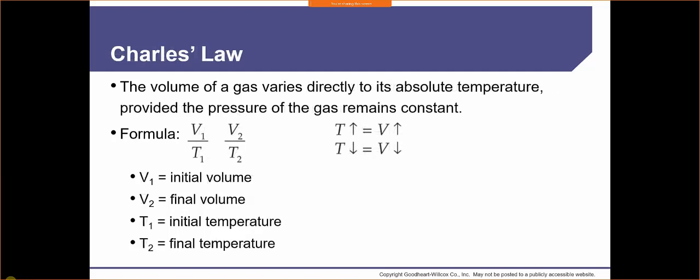So we then have Charles' law. All right, the volume of a gas varies directly to its absolute temperature, provided the pressure of the gas remains constant. All right, so yet again, here's our constant. The pressure is going to remain constant. So as our temperature goes up, the volume goes up. As the temperature goes down, volume goes down. Okay.